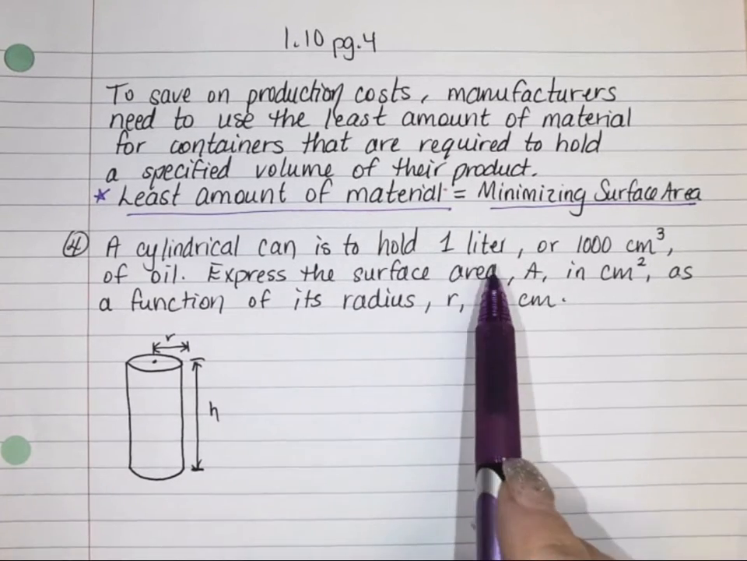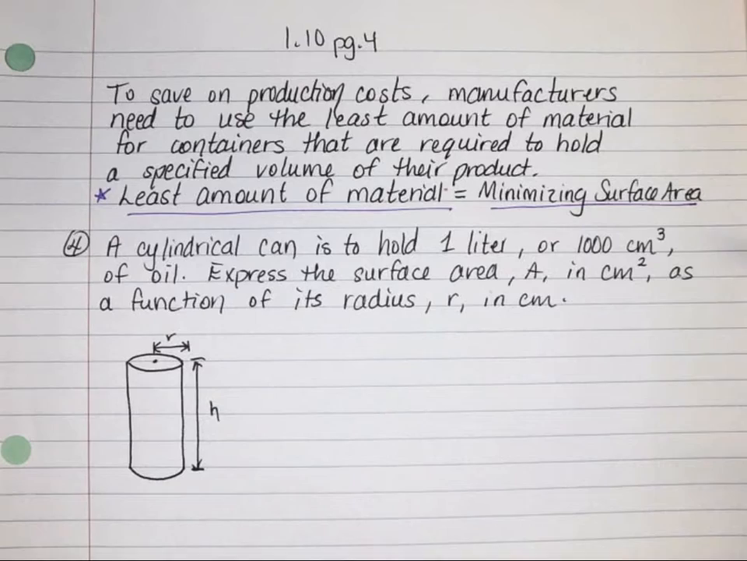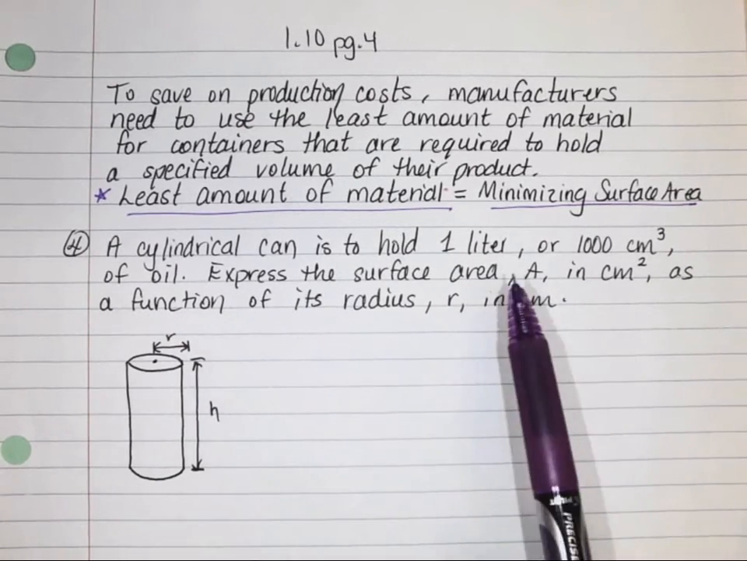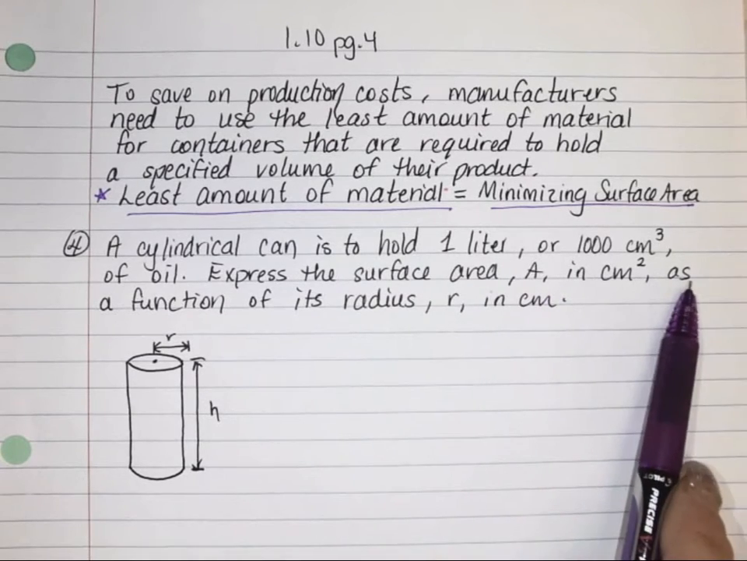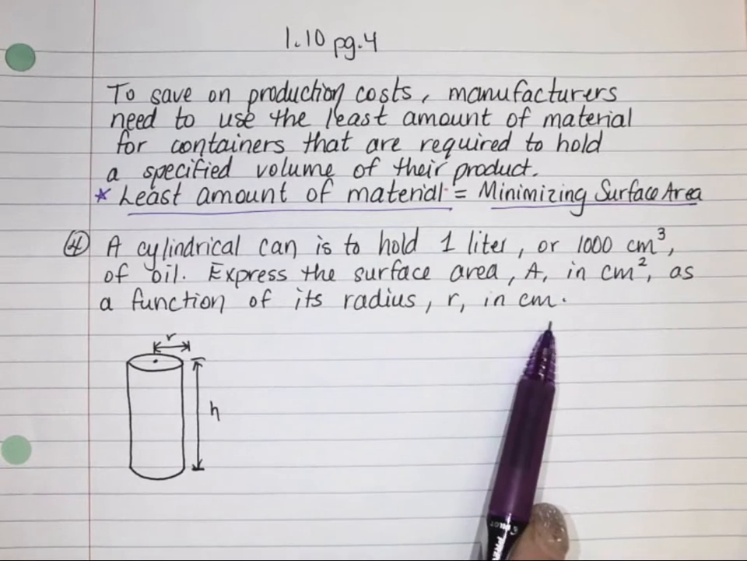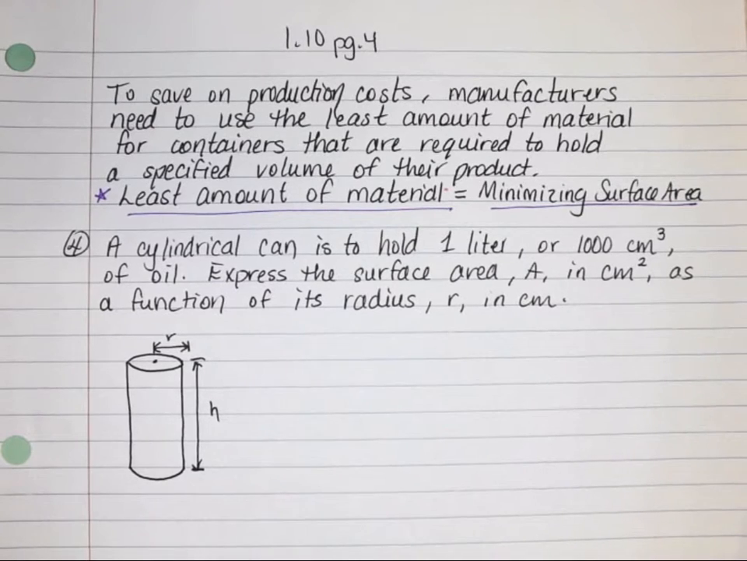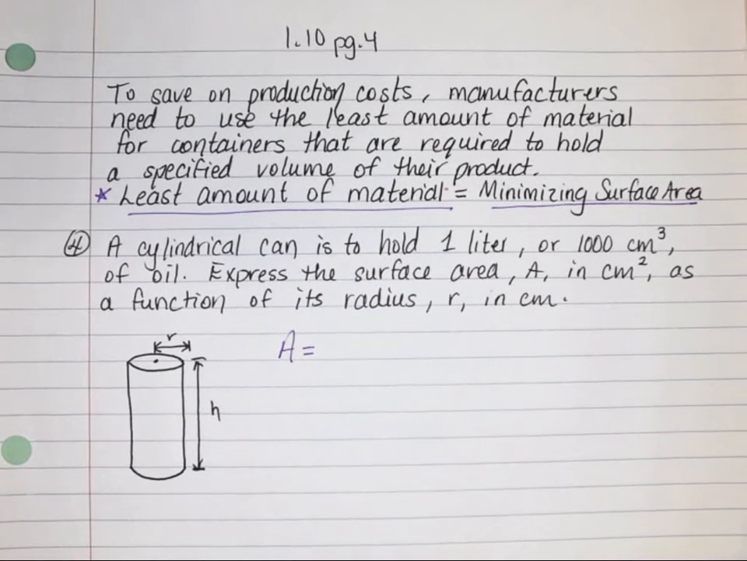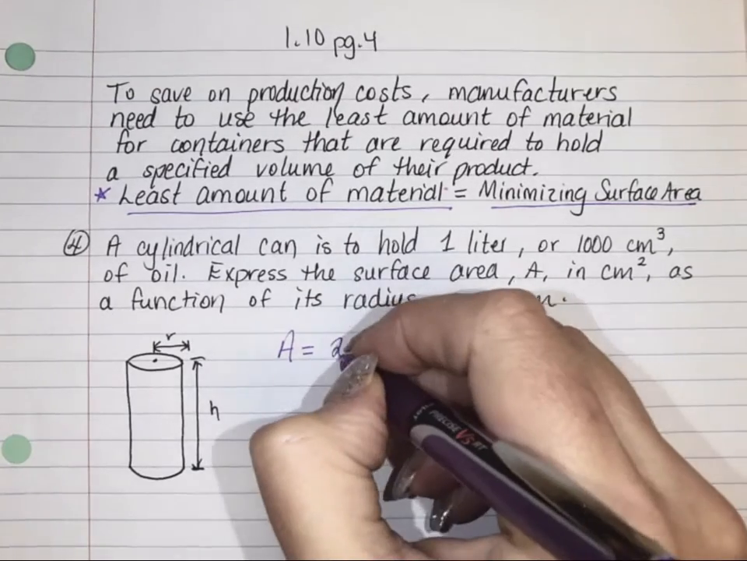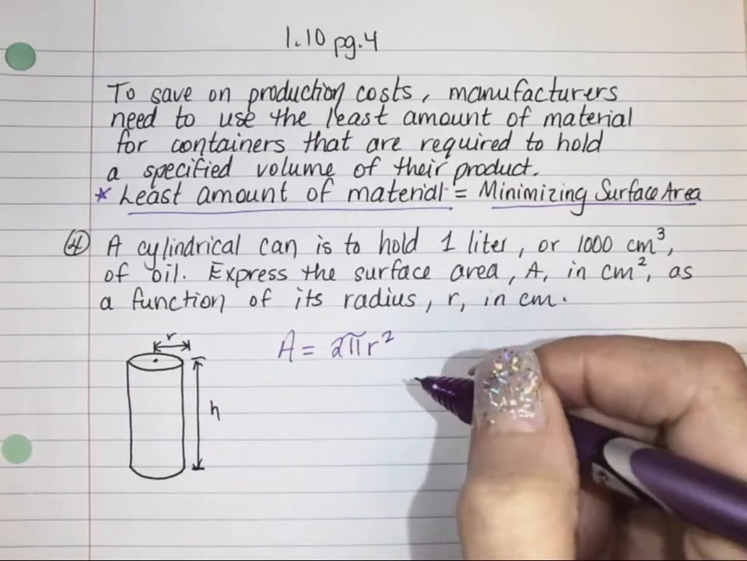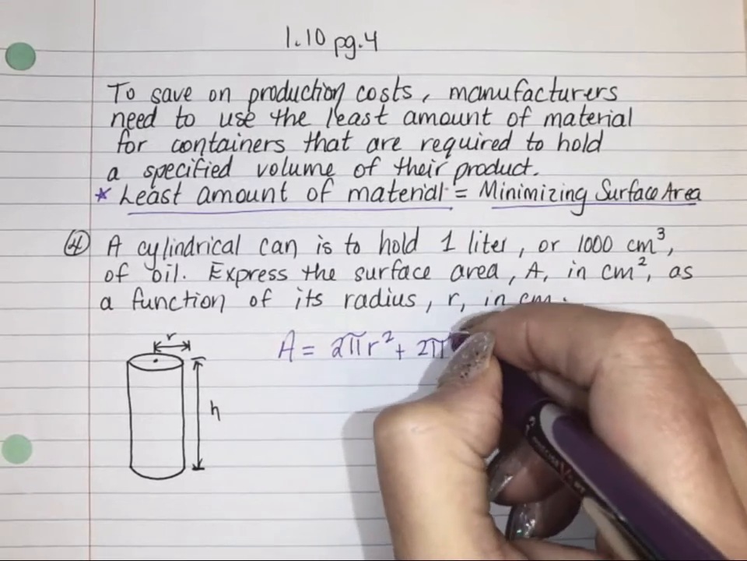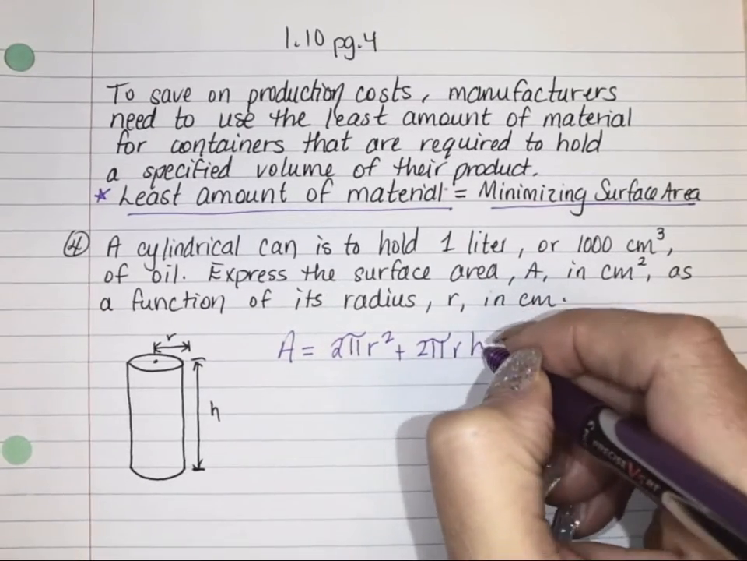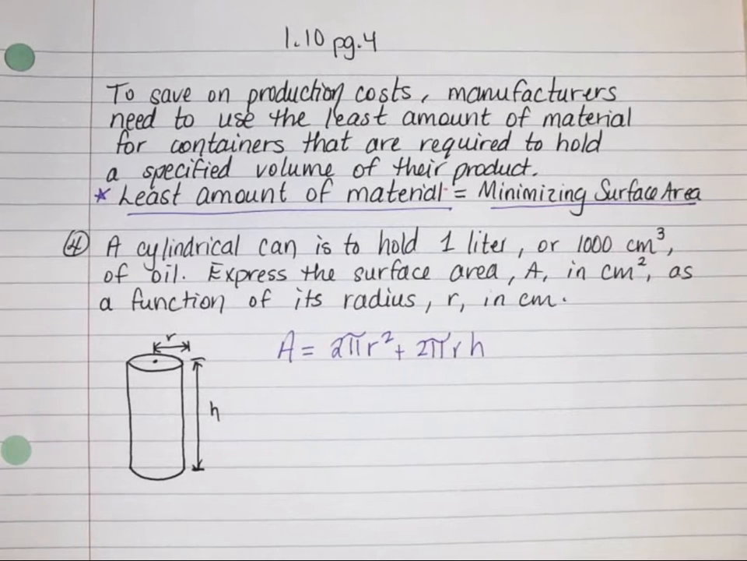A cylindrical can is to hold 1 liter, which is also equivalent to 1,000 cubic centimeters of oil. They want you to express the surface area in centimeters squared as a function of its radius r in centimeters. If you'll recall, the surface area of a cylinder is 2 pi r squared plus 2 pi r h, where r and h are radius and height.